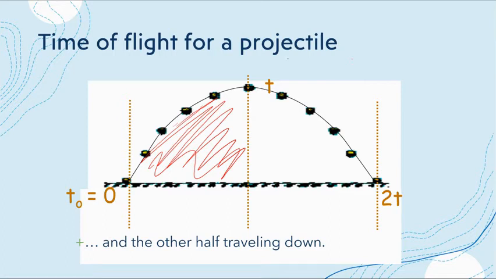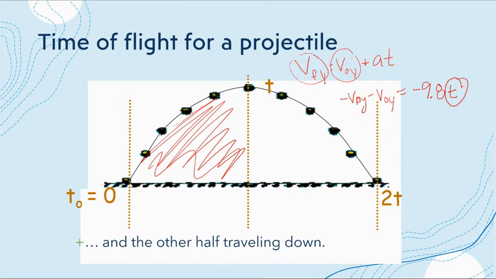Now, another idea that you can use here is the fact that v final y is equal to v initial y plus acceleration times time. And you know v final y is really the negative of your v initial y. So you basically have negative v initial y minus v initial y equals negative 9.8 times time. And you could use that to find your total time as well. So there are actually two different ways that you can find your total time.